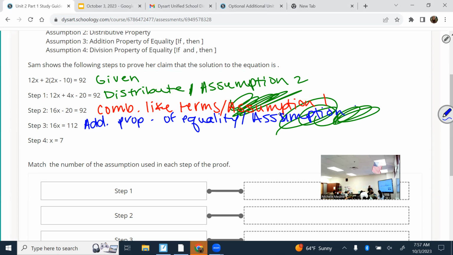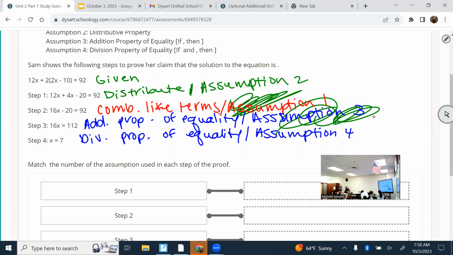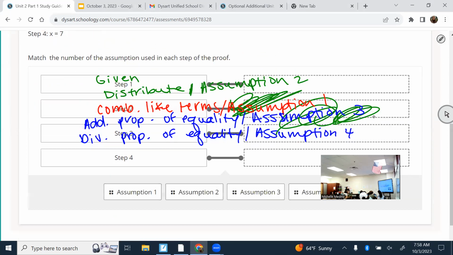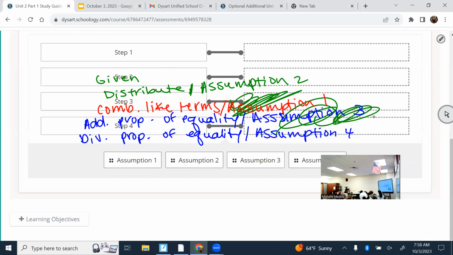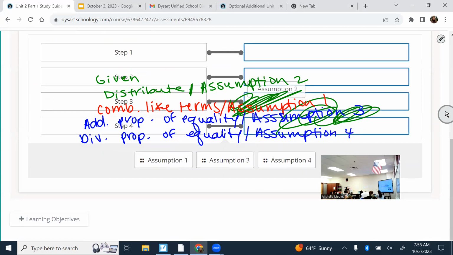There we go. Lastly, process of elimination, but also you would have had to do this anyway. How would I cancel out that 16 next to the x? You would have had to divide on each side, which then would be your division property of equality. And that's my assumption 4. So then for the drag and drop, it goes assumption 2, 1, 3, 4.